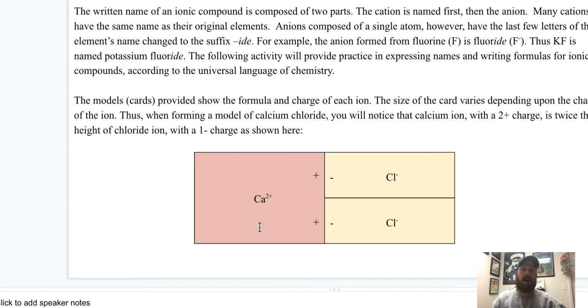Because ionic compounds are neutral overall, I have to have the same amount of positive charge as I do negative charge. So these two positive charges here on the calcium ion have to be balanced out by two chloride ions, each with one negative charge. I have to have a positive and negative charge across from each other when I line up my cards. By looking at this model, I can then see that to make a formula unit of calcium chloride, I need one calcium cation and two chloride anions. So the formula would be CaCl2.